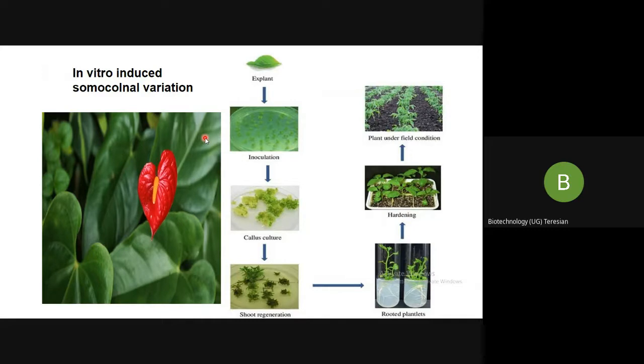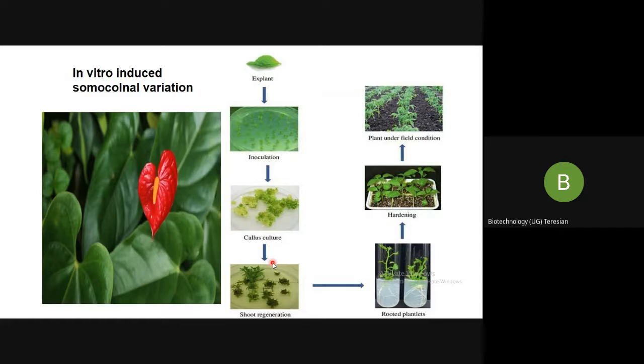Any variation that will be caused or introduced during the culture is called in vitro induced variation. Till here it was called pre-existing somaclonal variation. But when I took the explant from this plant and started doing all my tissue culture procedure, now it is no more pre-existing variation. It is in vitro induced somaclonal variation. Hope now you know the difference between the pre-existing and the in vitro induced.